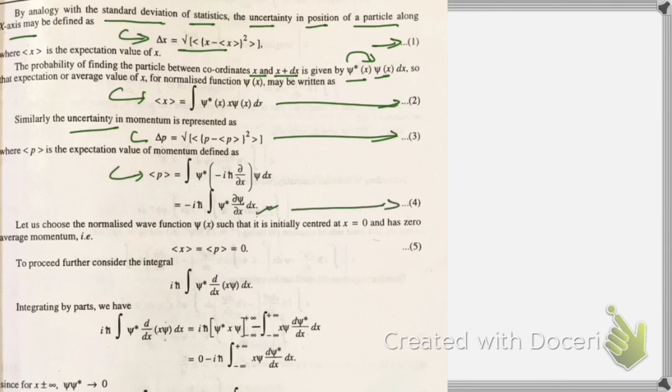This is, suppose, equation number 4, and let us choose a normalized wave function such that the expectation value of position and momentum both equal 0. This is equation number 5. Now to proceed further, let us consider this integral.